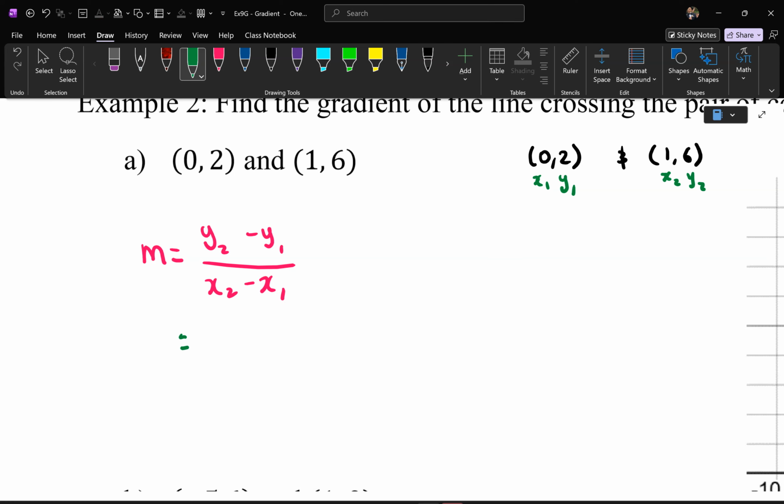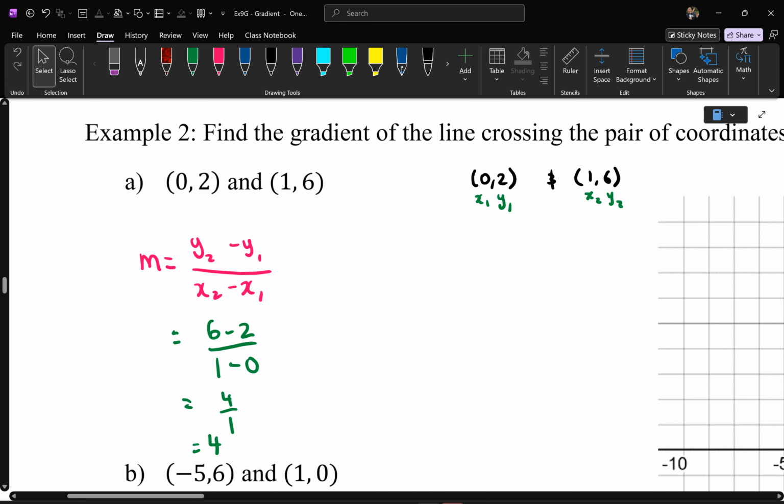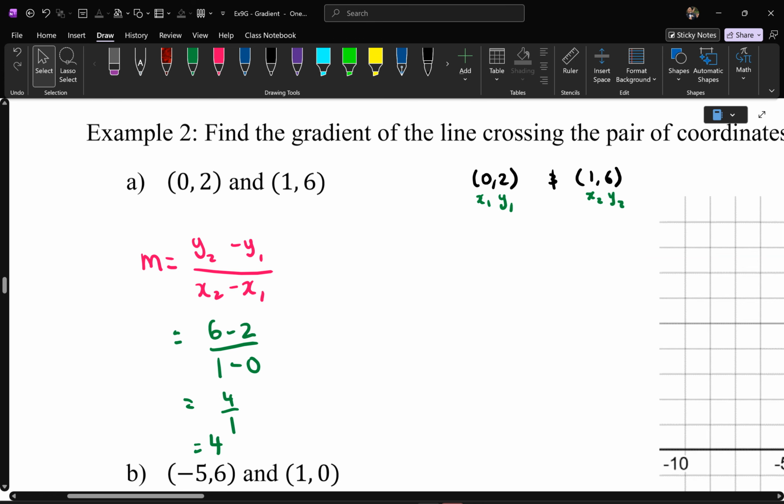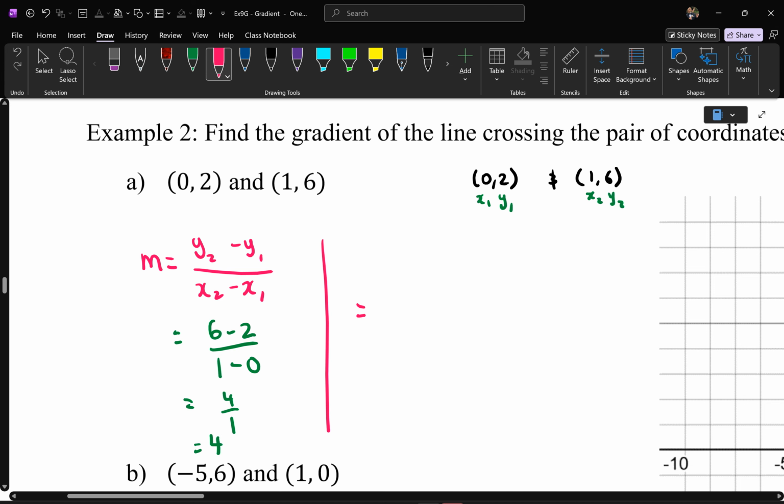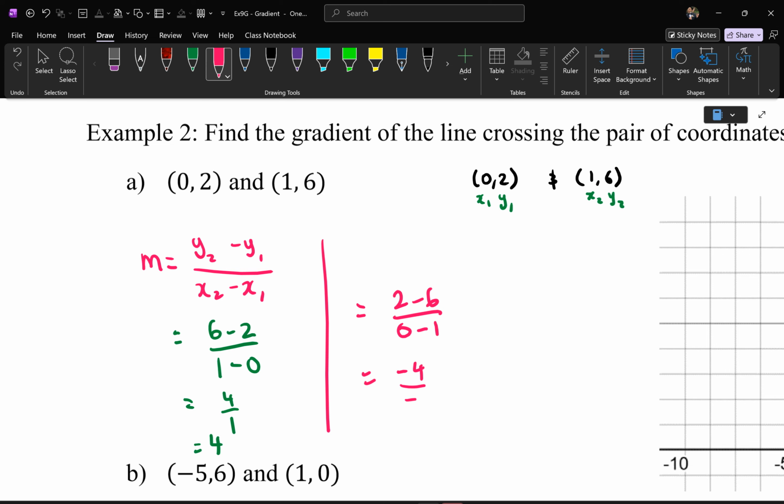So, I would have done 6 take away 2 divided by 1 take away 0. 4 over 1. So, I should have had positive 4. Hands up if you got a gradient of positive 4. Beautiful. If you got it wrong, it means you might have plugged the numbers wrong. And it doesn't matter if you swapped it around. Had I swapped it around, it would have been 2 take away 6 over 0 take away 1. Negative 4 over negative 1 is still 4. So it actually doesn't matter which one's the first point or second. You'll get the same answer.